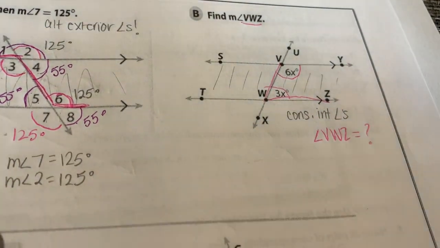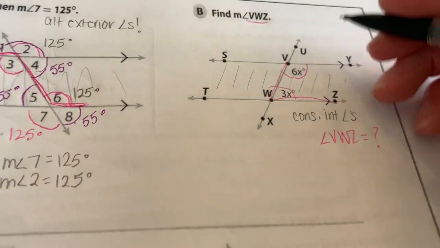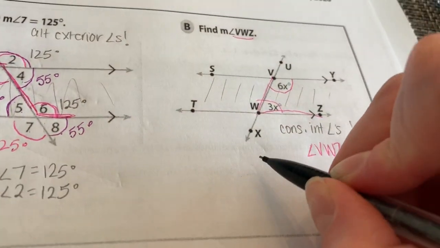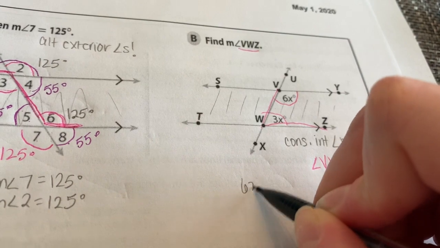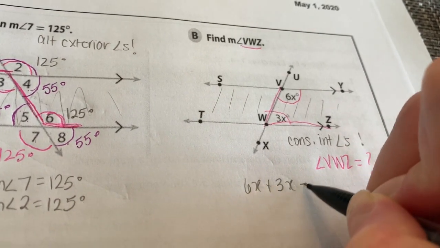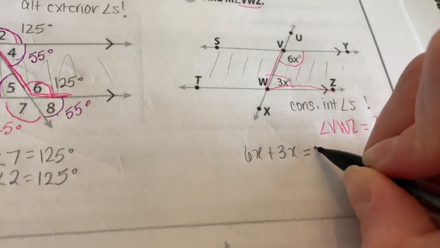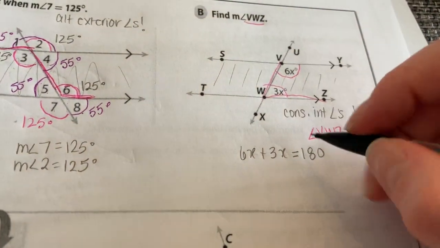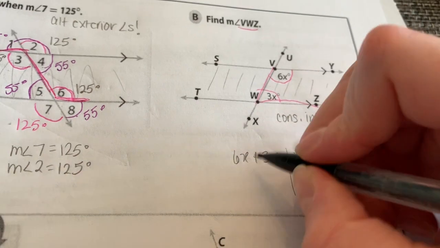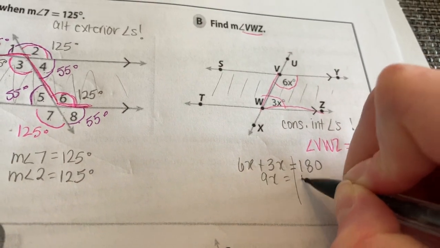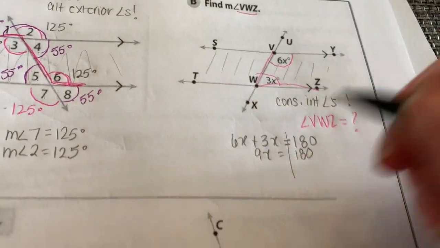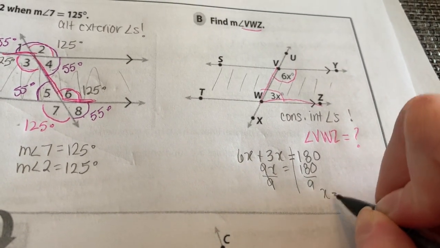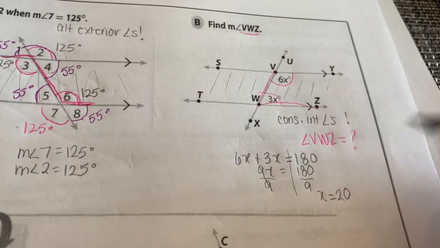And I know that that means they add up to 180. So what I can do is I can take these two and add them together. 6x plus 3x, I know is going to give me 180 degrees. And now I'm going to solve this equation to find x. So combining like terms, I have 9x is equal to 180. And then I divide by 9 on both sides. And x is equal to 20.